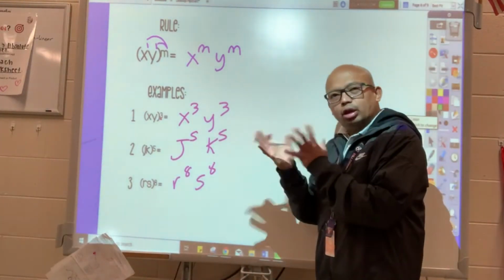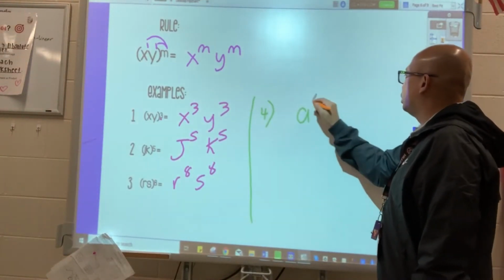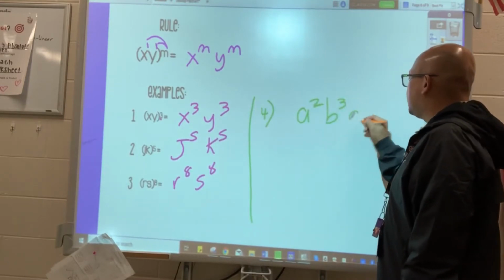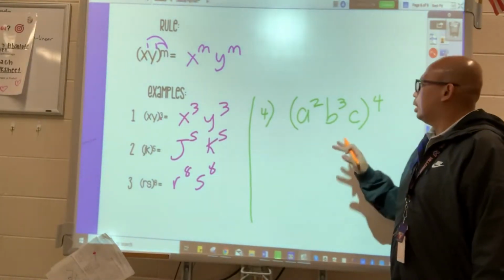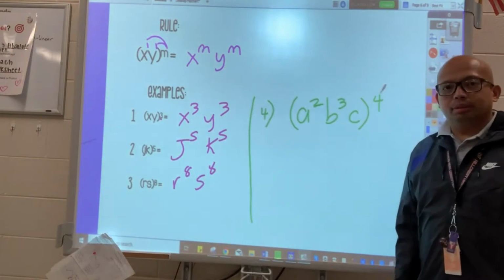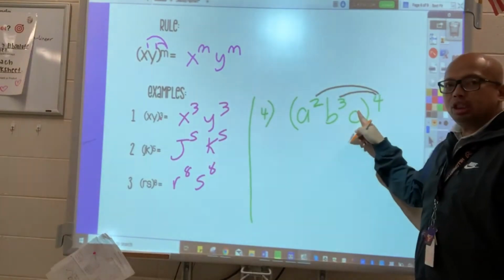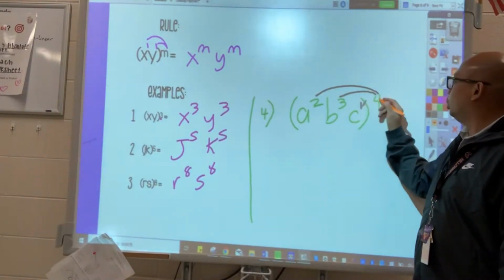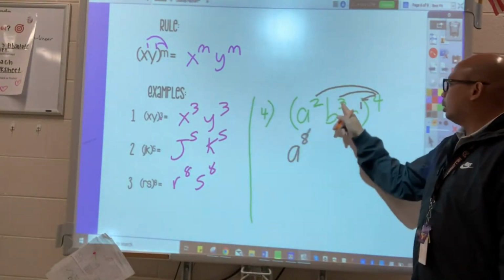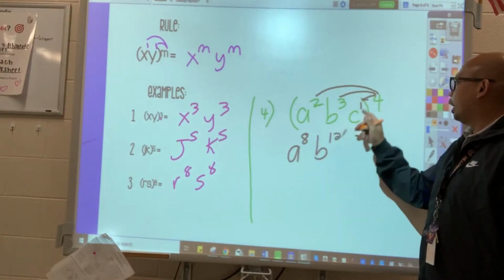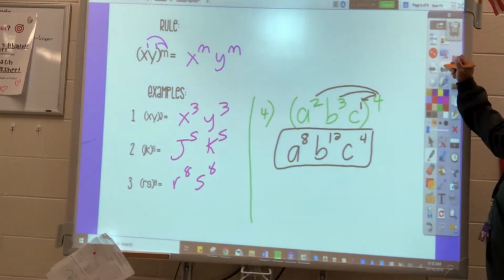If I try to make it a little more complex than this one, example number 4, let's say a squared, b cubed, and c, let's say I put here to the 4th power. What will be the answer for this one here? Think. Pause it and try to answer it. Now, what you do is you multiply 4 to the 2, 4 to the 3, and what's the imaginary or invisible exponent of c? 1. You multiply 4 to the 1 there. That makes it a to the 2 times 4, which will give you 8. 3 times 4 is b to the 12. And 1 times 4 is c to the 4. And that's the answer.